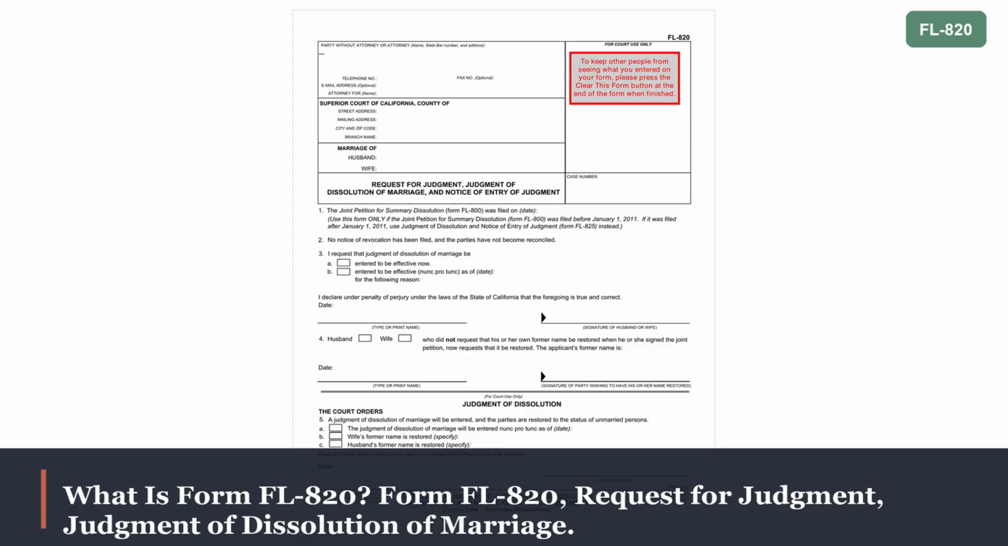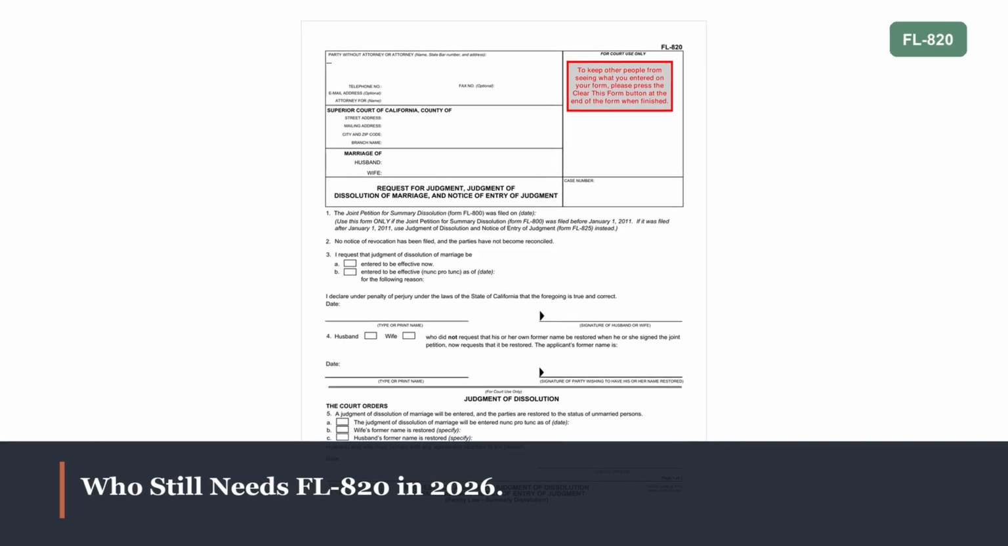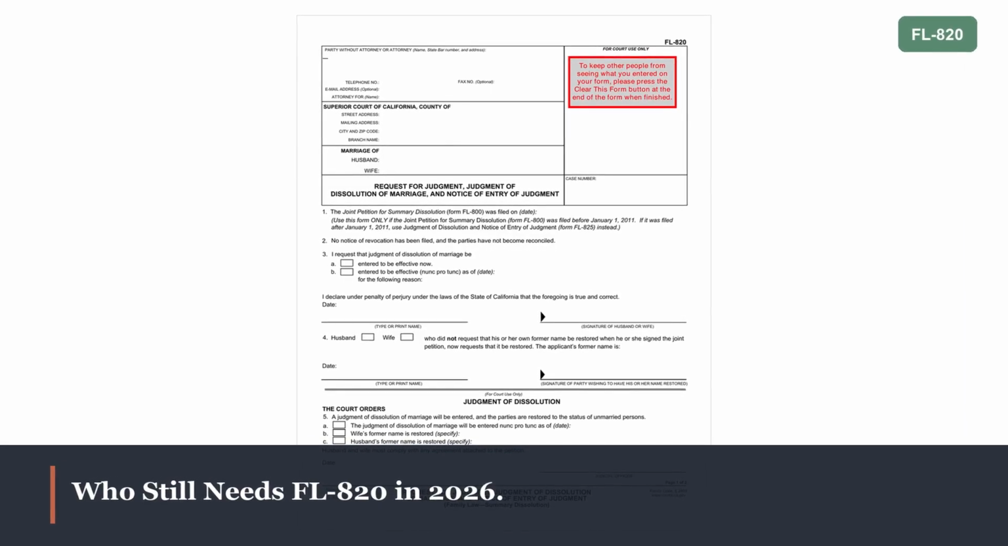The form was revised effective January 1, 2012, at which point it was limited to older cases only. For any joint petition for summary dissolution filed on or after January 1, 2011, the court uses a different, newer form instead.